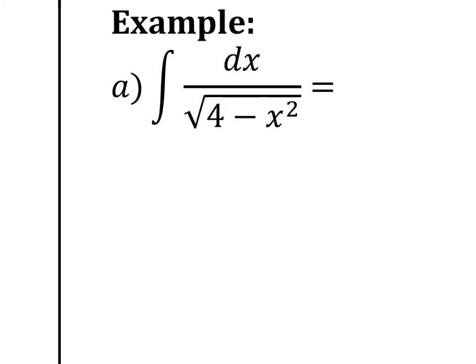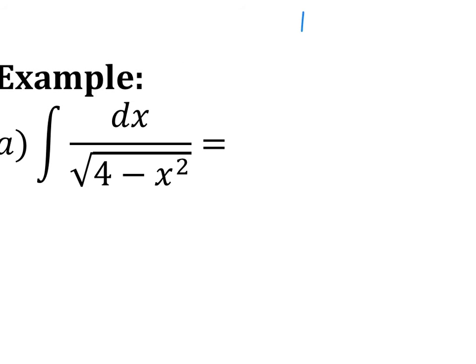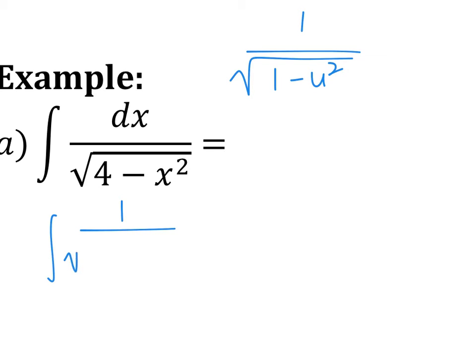This one. What form does this one look like? Inverse sine. But inverse sine, if you recall, is 1 over square root of 1 minus u squared. So again, that is a 1, not a 4. So what should we do? Take out a 4. Okay, so we're going to factor out 4. That means we're going to get a 1 here minus x squared over 4, and then dx.